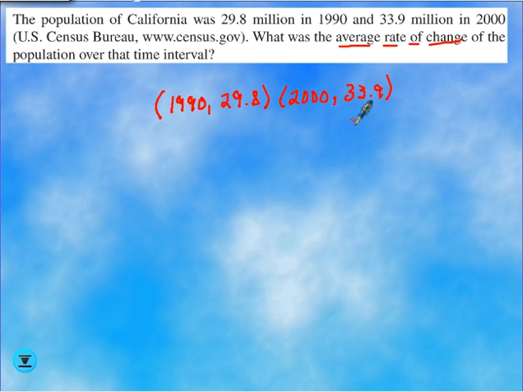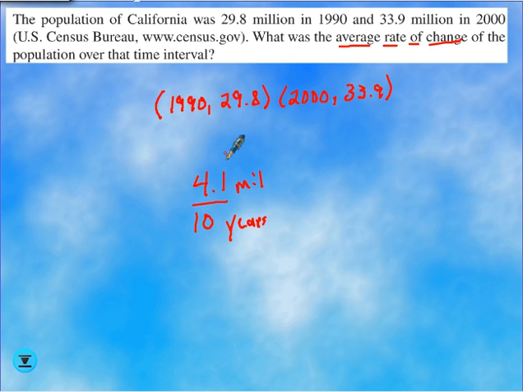Y2 minus y1, somebody please subtract that for me. Well, it's pretty easy. It's 4.1, right? Subtract 9 minus 8 and then 33 minus 29. 2000 minus 1990 is 10 years. So 4.1 million per 10 years.